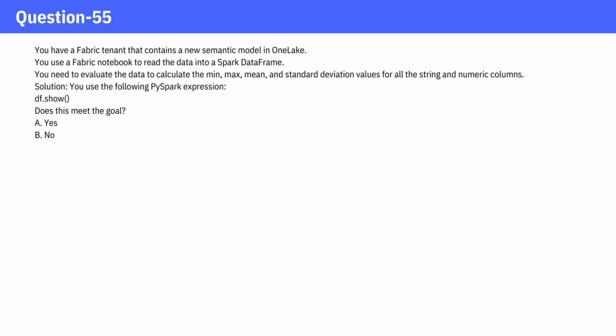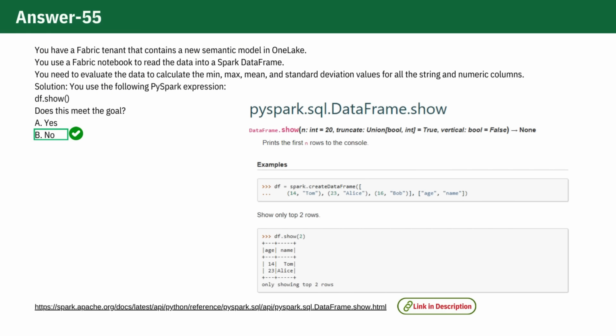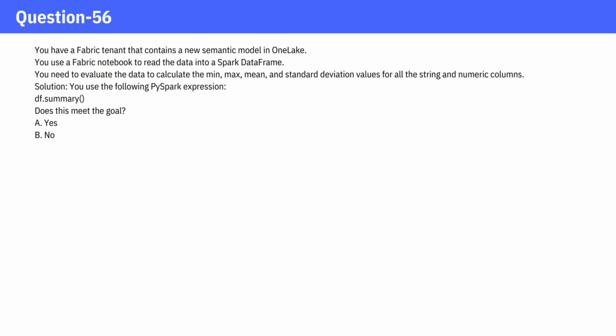A. Yes. B. No. The correct answer is no. The expression df.show method is used to display the contents of the data frame, typically the first few rows, which helps in visually inspecting the data but does not perform any statistical analysis. Question 56. Solution. You use the following PySpark expression. Does this meet the goal?